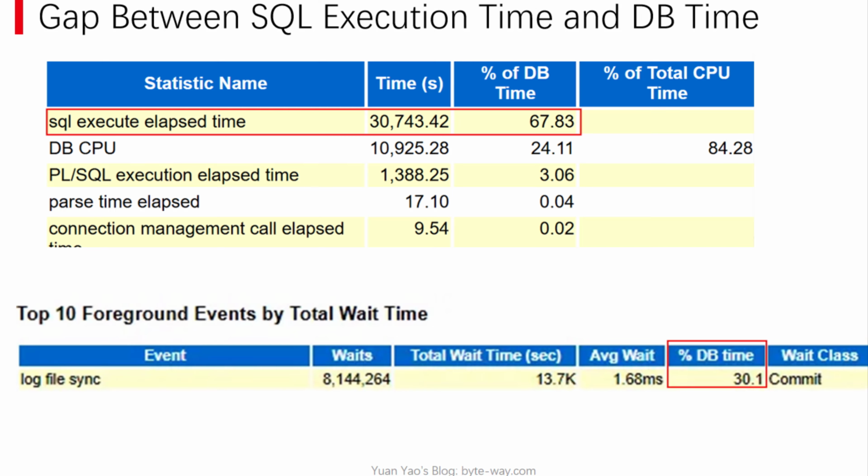The answer is that Oracle excludes certain SQL operations from SQL execute elapsed time. The most common ones are commit and rollback. Here we can infer that commit operations likely take up most of the missing 32%. Commit operations usually incur the log file sync event. From the top events section, log file sync constitutes 30% of DB time, pretty close to the missing 32%.